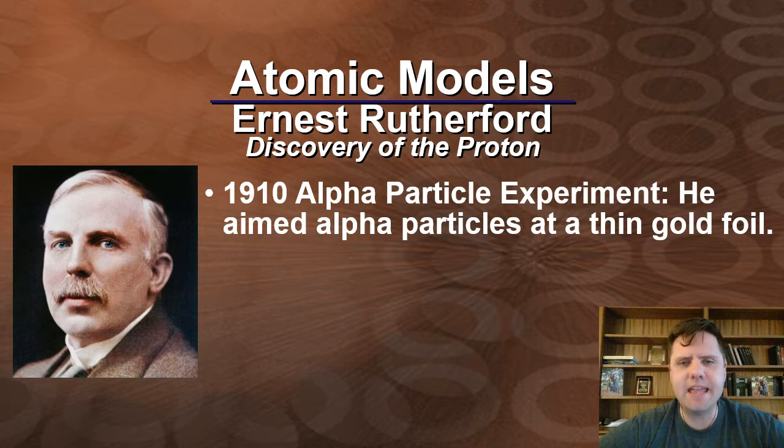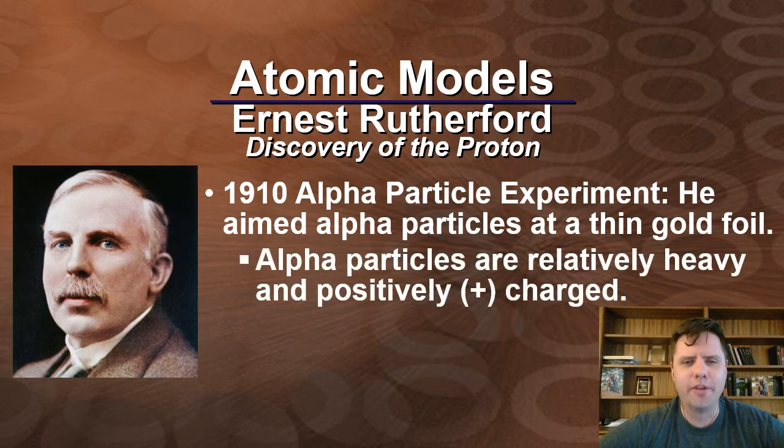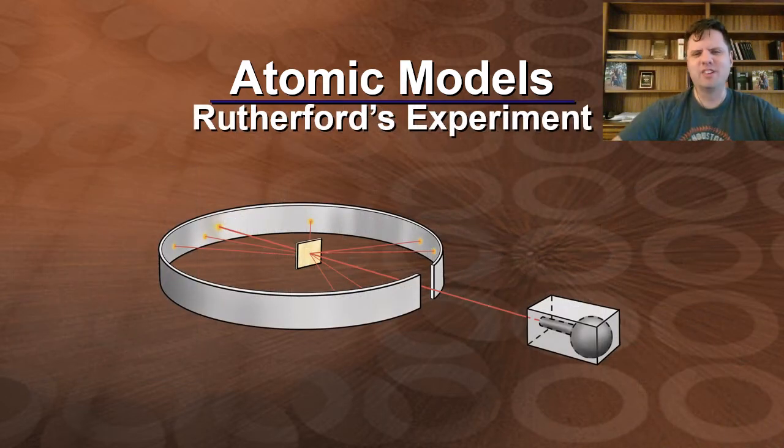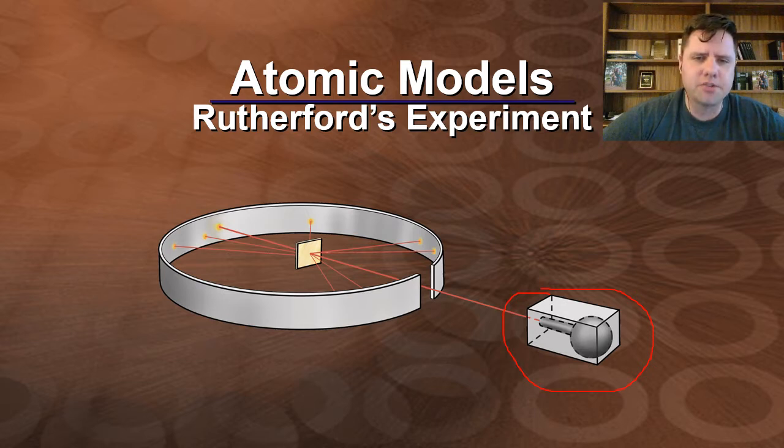In 1910, the alpha particle experiment, he aimed alpha particles at a thin gold foil. These alpha particles were relatively heavy and positively charged. And his model looks something like this. There's a picture in your book that I think is even a little bit better than this one. But he had a little device that was set up that just had a radioactive material, and he was able to shoot alpha particles out of this at a very, very thin piece of gold foil.